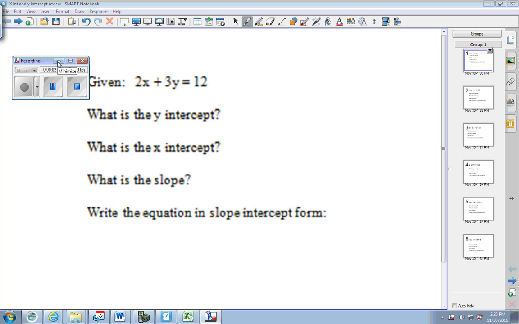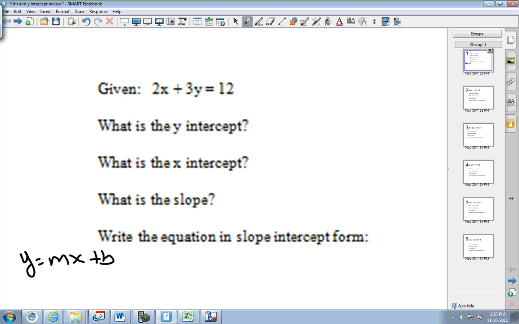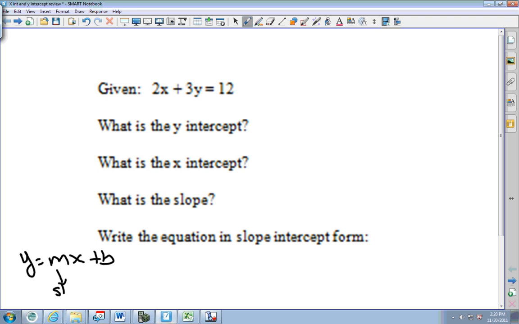This video is going to be a review over finding the x and y intercept with the cover-up method, finding the slope, and then being able to write your equation in slope-intercept form. Now, let me remind you that slope-intercept form is y equals mx plus b, which, remember, is where m is the slope and b is the y-intercept.